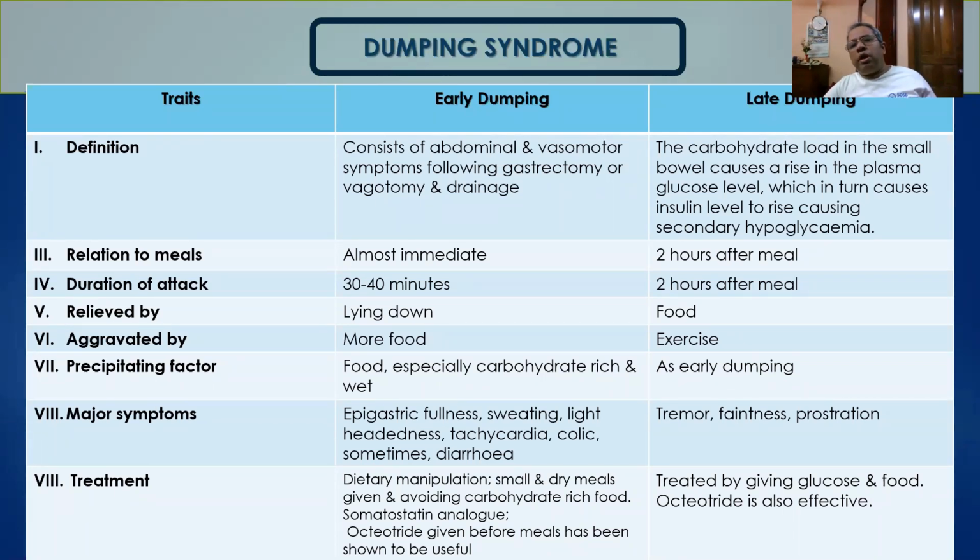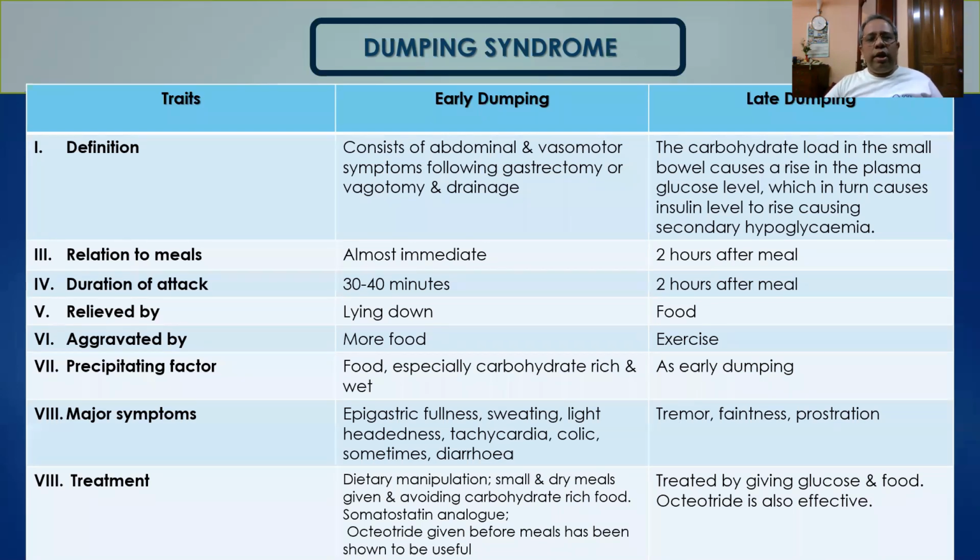The carbohydrate load in the small bowel in late dumping syndrome causes a rise in the plasma glucose level, which in turn causes the insulin level to rise, causing secondary hypoglycemia. That means there is no sphincter, so the food materials can easily drain into the distal part of the jejunum. So there is more absorption of glucose and carbohydrate food materials, and blood glucose rapidly rises, which causes release of insulin from the pancreas and secondary hypoglycemia, which is called late dumping syndrome.